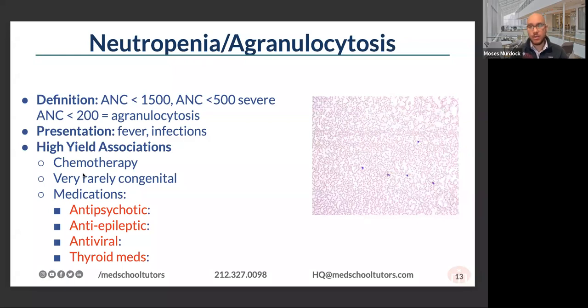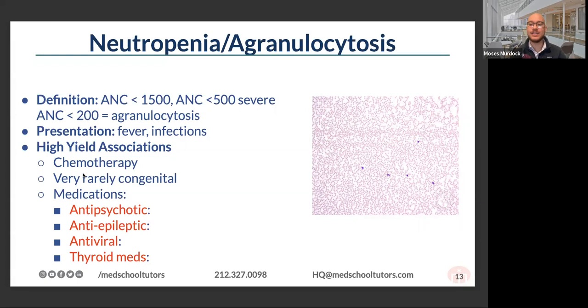There are many reasons why folks have neutropenia, right? One of which is chemotherapy. I want to be an oncologist, so this is very relevant to me. Many chemotherapies can lead to neutropenia and agranulocytosis, and patients often get support with GM-CSF or GCSF to help boost their neutrophil count. Very rarely you'll have congenital causes of neutropenia. And there are several medications that are just classic for causing agranulocytosis. And that's what I want to test you all on now.